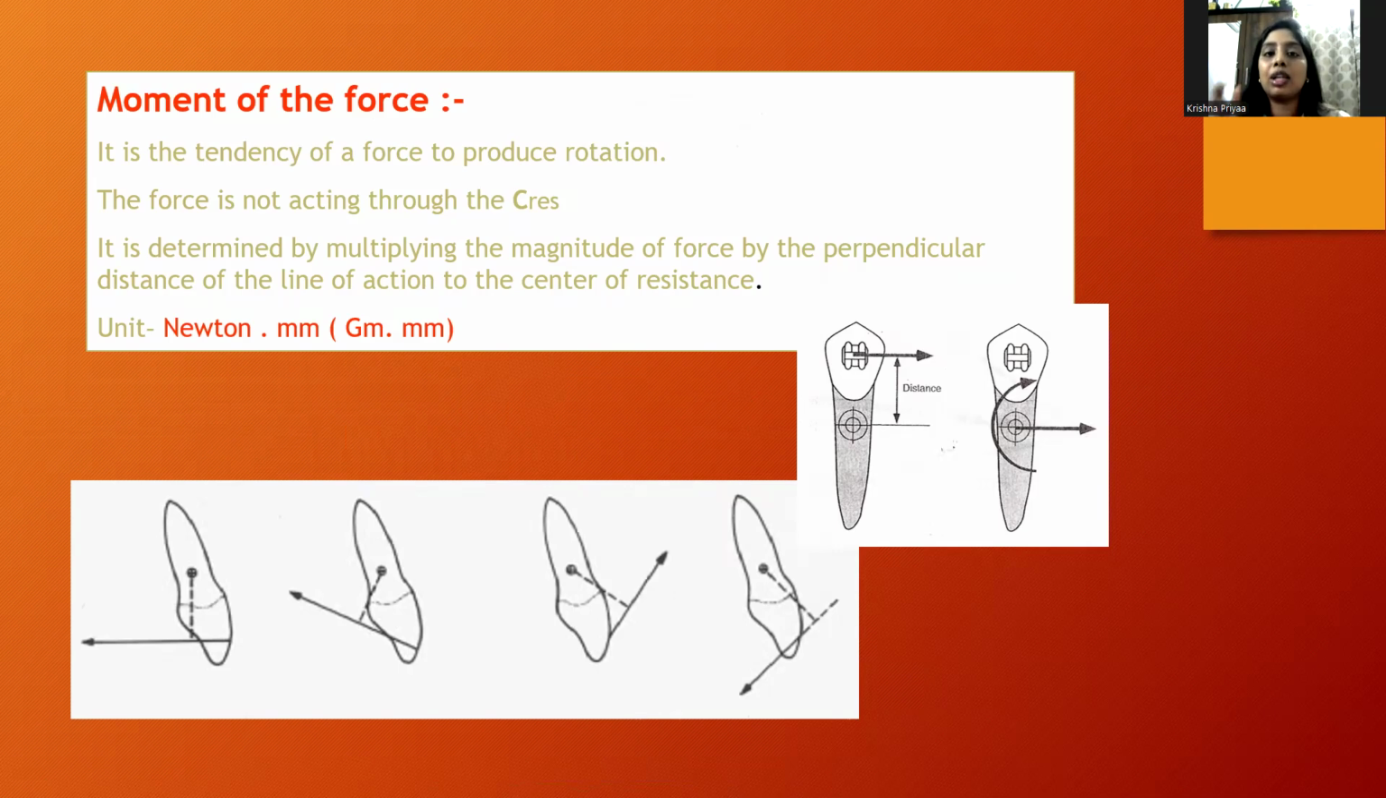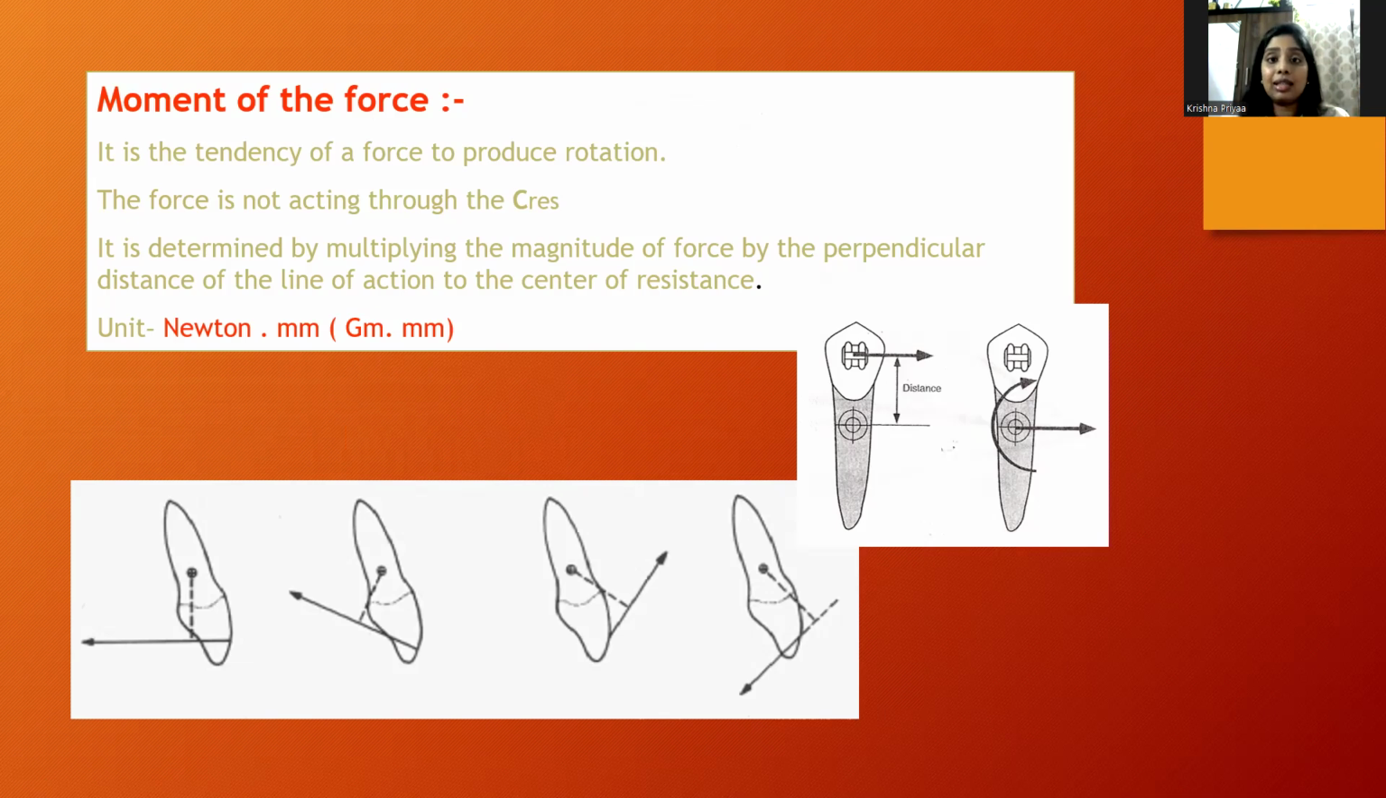So since we can't bond the bracket onto the center of resistance to get a nice translation, we are going to bond it somewhere on the crown. So it is obviously always at a distance from center of rotation, center of resistance. So when we give a force at a distance from CR, what is going to happen? So this is the CR, but my bracket is here. And this is the distance between the CR and the bracket. So when I'm giving a force here, it is going to tip. My tooth is going to move like this. So this is called a moment.